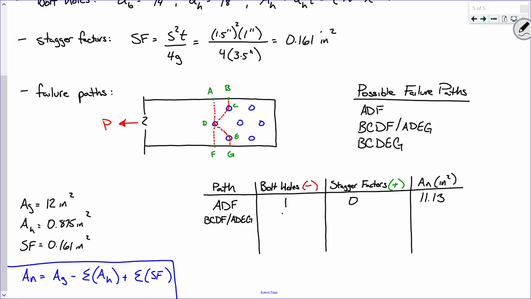Two, right? Now how many diagonal paths occur on each of those paths? One. So for that, we're going to subtract two bolts. So, if we go this way or go that way, we're subtracting two bolt holes, but we're adding one diagonal path for each connection. So this minus two of these plus one of those. And what do you got? 10.41. All right. Last one.